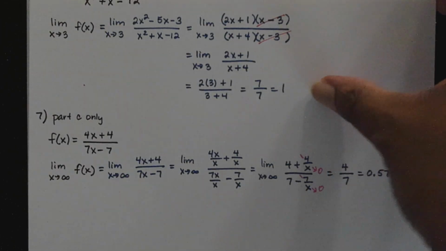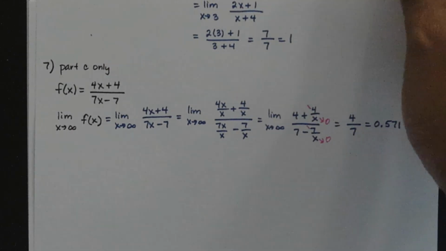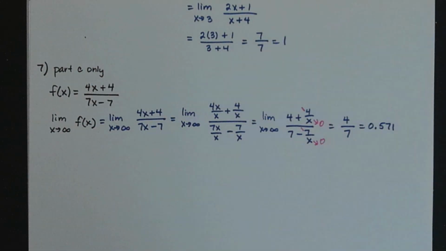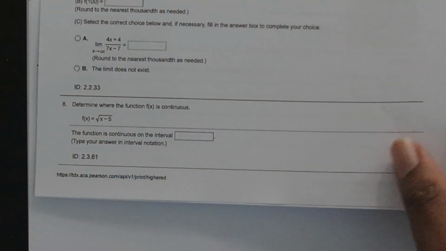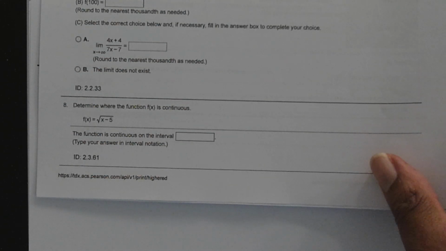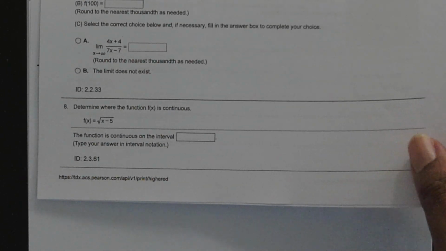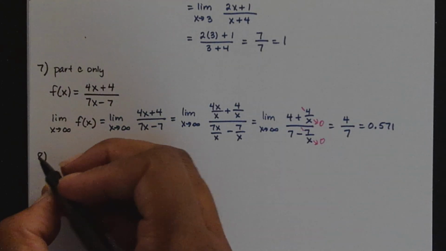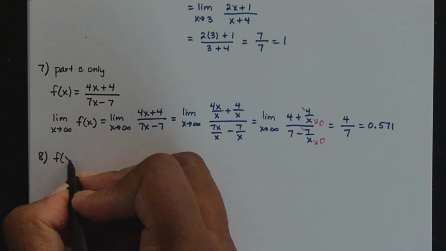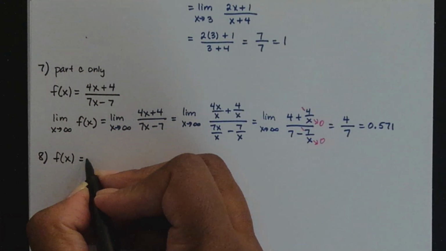Okay, that's problem number 7. All right, number 8 is this. Determine whether the function f of x is continuous. And in this case, we got f of x equals the square root of x minus 5.